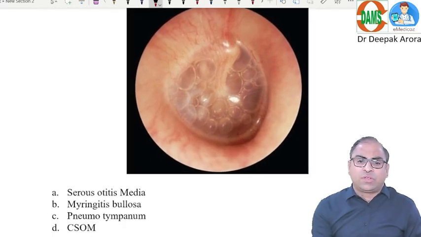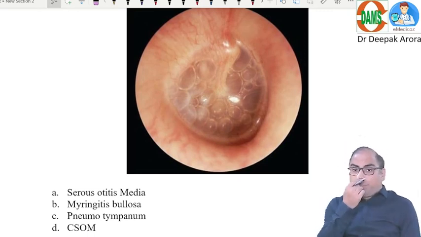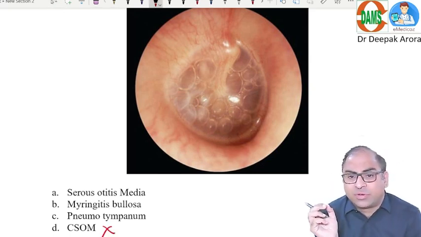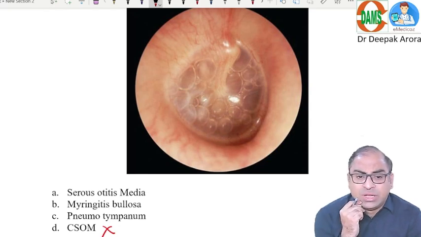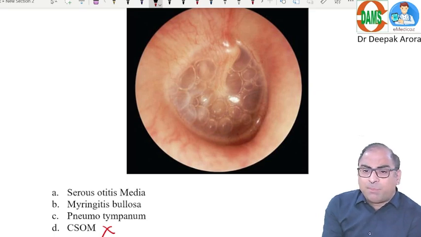The choices were serous otitis media, myringitis bullosa, that is your otitis externa hemorrhagica, the other name of myringitis bullosa, pneumotympanum, and CSOM. I can rule out CSOM. The patient is not giving any history of ear discharge, neither is a perforation seen. So the answer will be either A, B, C.